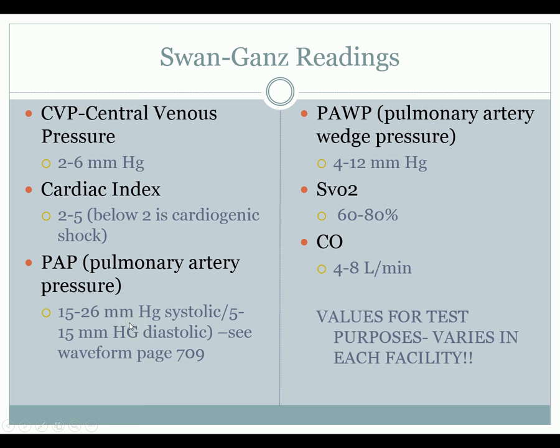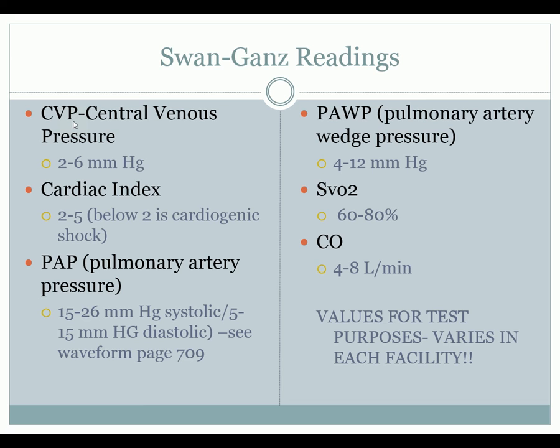So what does that mean, Miss Candler? Well, CVP, or central venous pressure, the norm for that is 2 to 6 millimeters of mercury. So you're going to have to know these norms, okay? Now, when you see CVP, that also stands for RAP. It's the same thing. Right atrial pressure means the same thing.